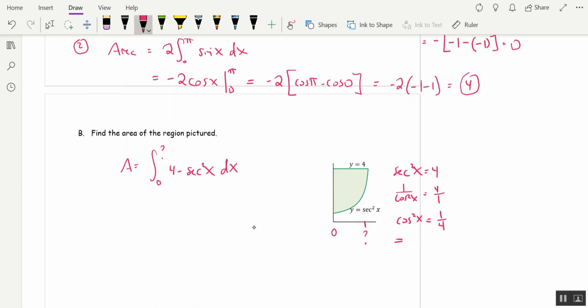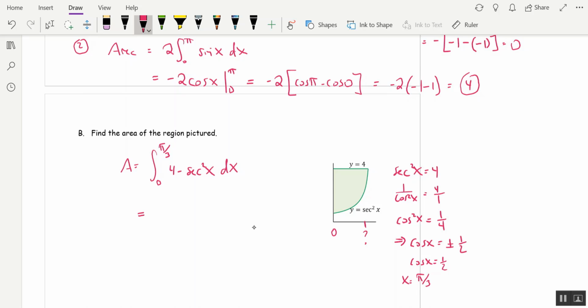So I flip both sides, I get cosine squared x equals 1/4. So that implies that cosine x is going to be plus or minus the square root of 1/4, which is a half. Now we're in quadrant 1, we want positive. We want cos x equals 1/2, and so that's going to be x equals pi over 3. So that's our question mark. The area is going to be the integral from 0 to pi over 3 of 4 minus secant squared x dx.